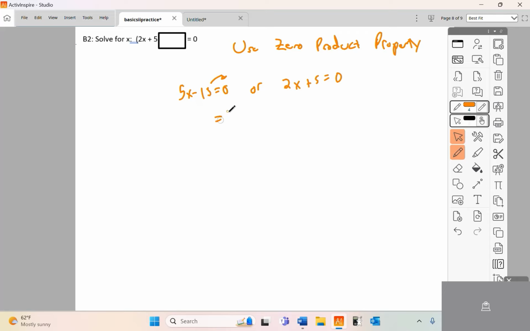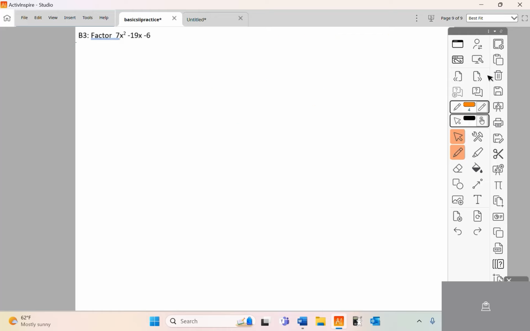We add 13 to both sides. We'll have a positive 13 on the right. 5x is 13. x is going to be 13 fifths. We're going to take away 5. 2x is negative 5. We're going to divide by 2. So x is negative 5 halves. Ta-da. And then the last one we're going to do is factor.